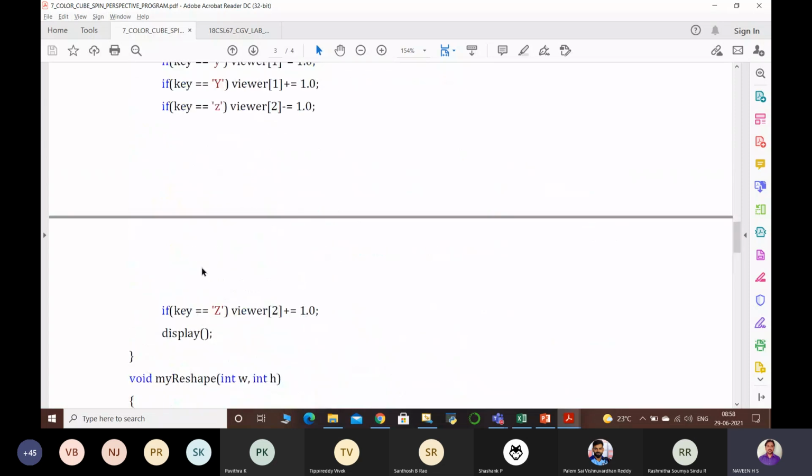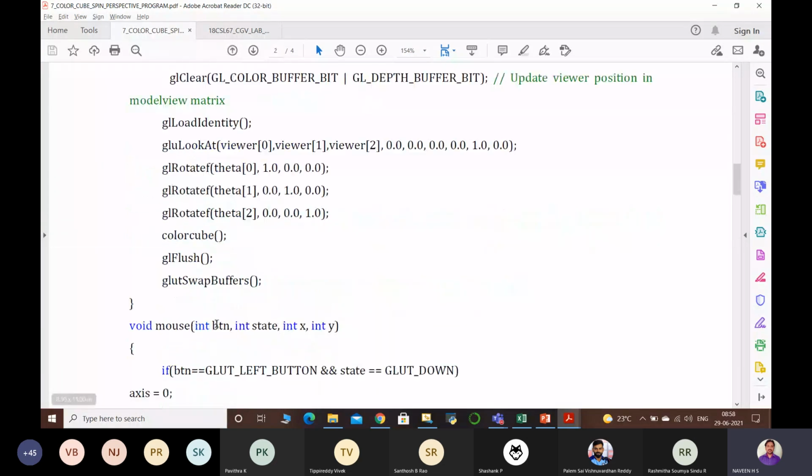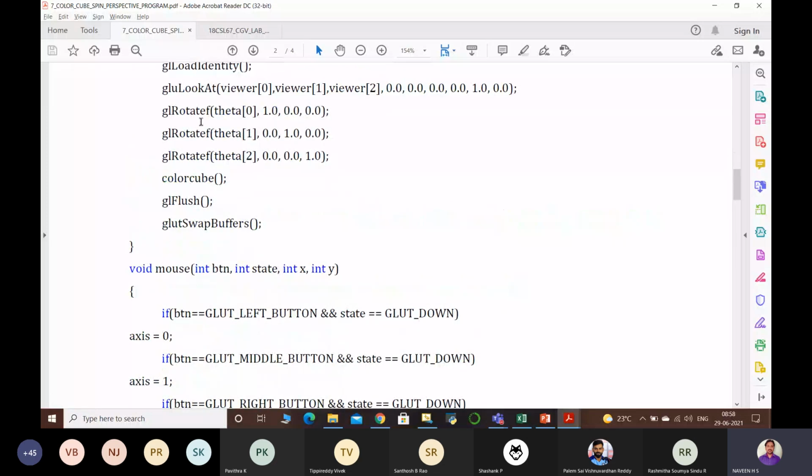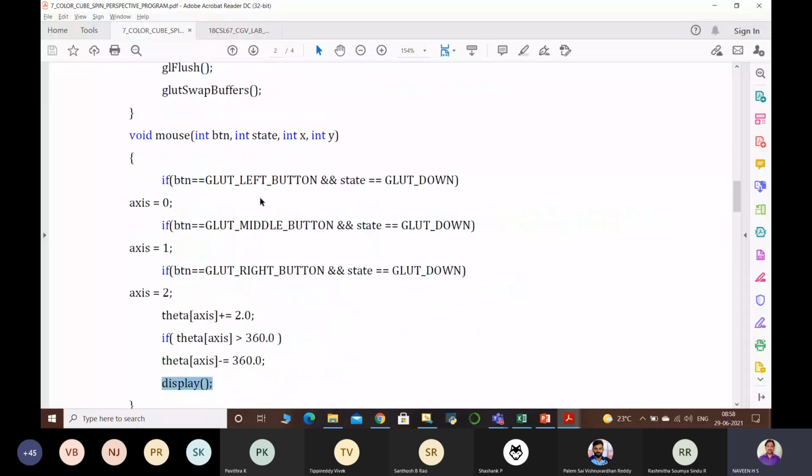Yeah, same thing. So here, this spinning function.